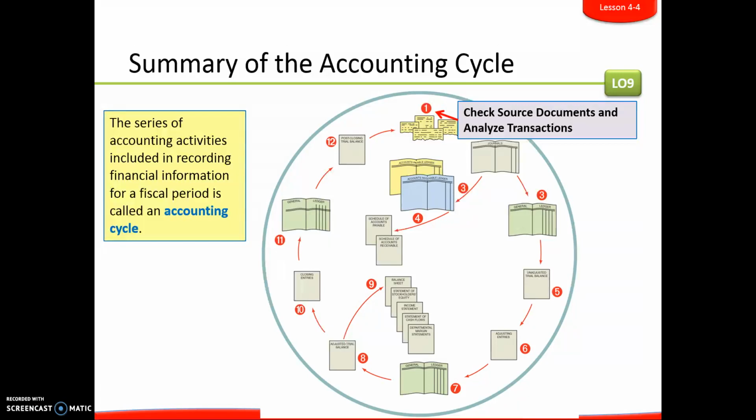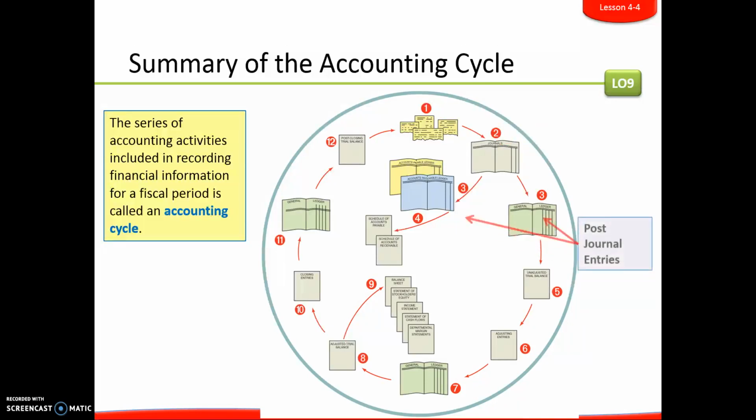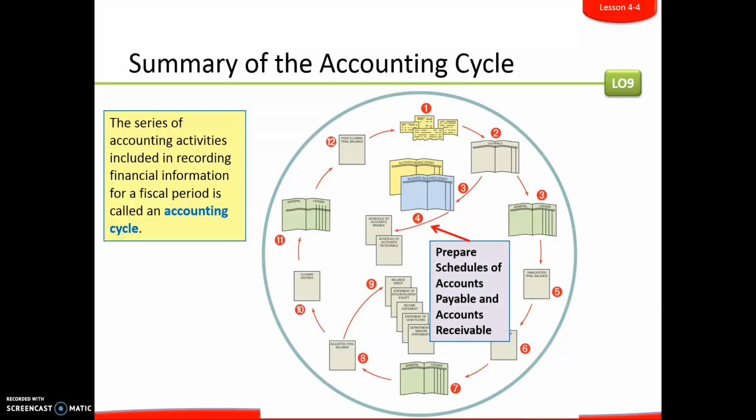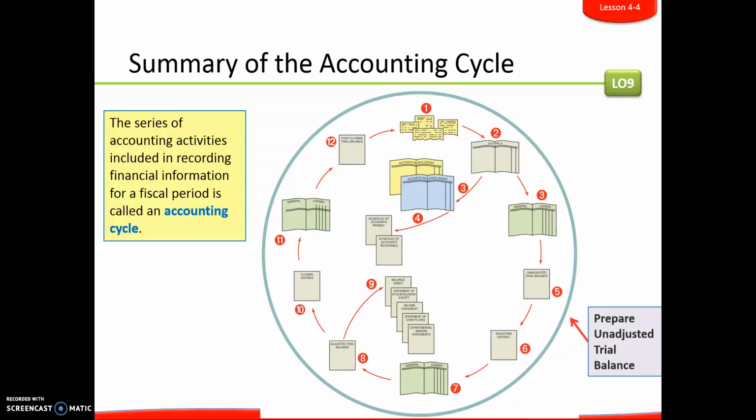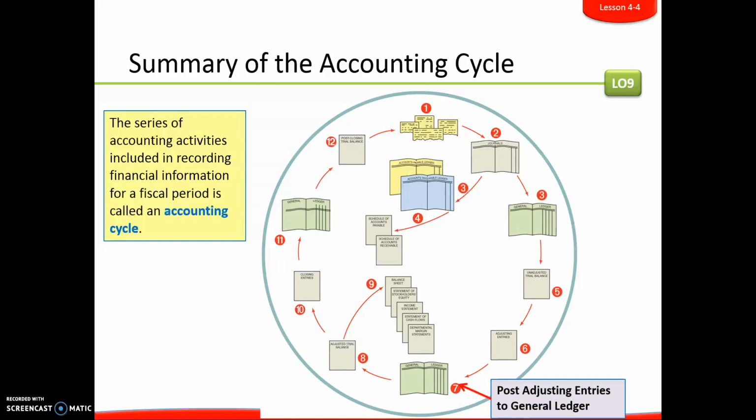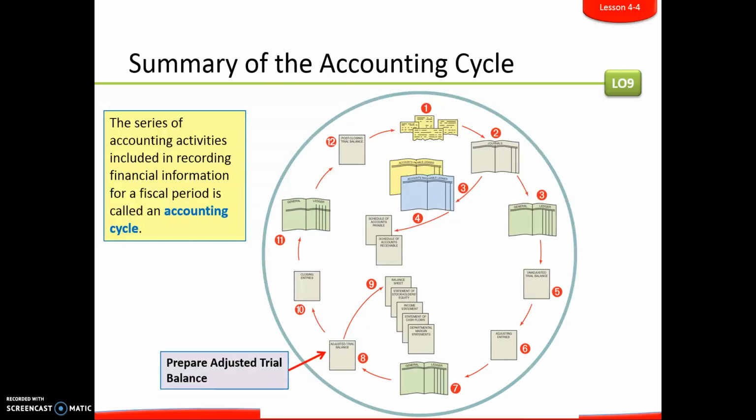So of course we check and analyze our transactions. We record those transactions in the journal. We post to either a subsidiary or our general ledger. We do our schedule of accounts payable and accounts receivable. We prepare an unadjusted trial balance. Then we journalize our adjusting entries. We post those adjusting entries to our general ledger, which is going to update all of our accounts.